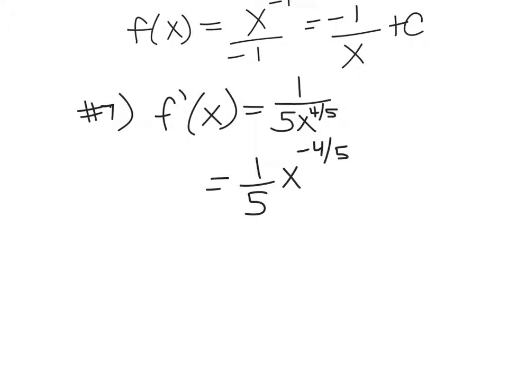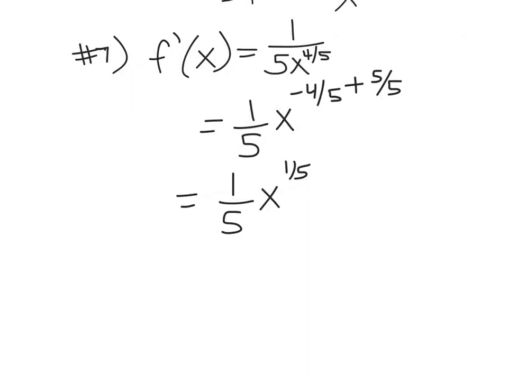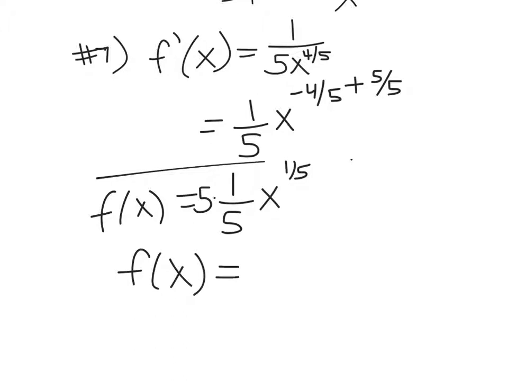And so I would add 1 to this, and adding 1 is adding 5/5. You take that, add 1 to it, and you get 1/5. And then you want to divide by 1/5. Now, nobody likes to divide by fractions, so let's multiply by 5 instead. And so f of x would equal x to the 1/5 plus c. Who got that? Ooh, lots of you.